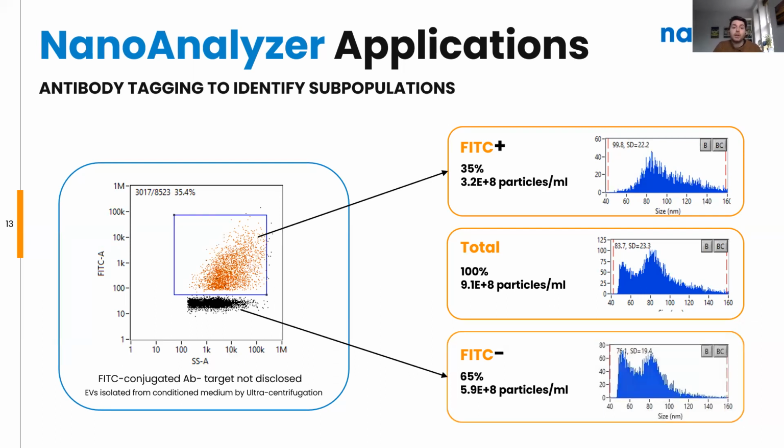Not only this, but when we look into the FITC negative population, we see that we've actually got a pretty even distribution of our small and large size populations. This is a very, very quick experiment, but which yielded a lot of information about the EVs in question.